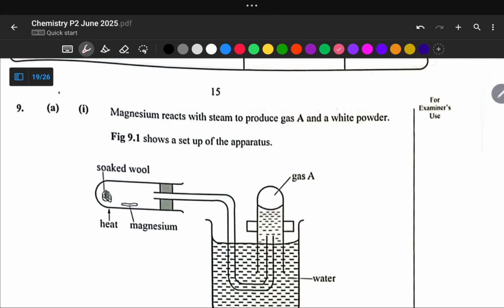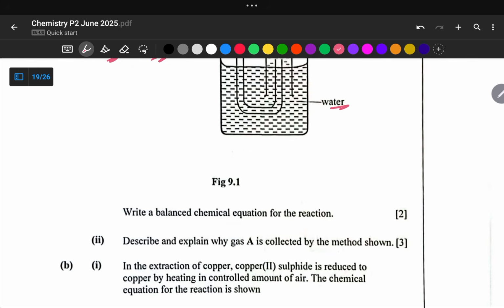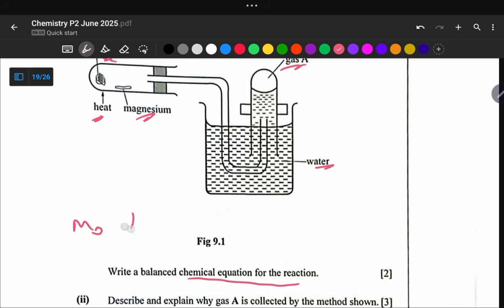So number 9 says magnesium reacts with steam to produce gas A and a white powder, right? So fig 9.1 shows the setup, and then here we are having heat, and then soaked wool, and then magnesium, and then gas A, and then here's the water. Write a balanced chemical equation for the reaction. So we are having magnesium reacting with steam to give magnesium oxide plus hydrogen gas.